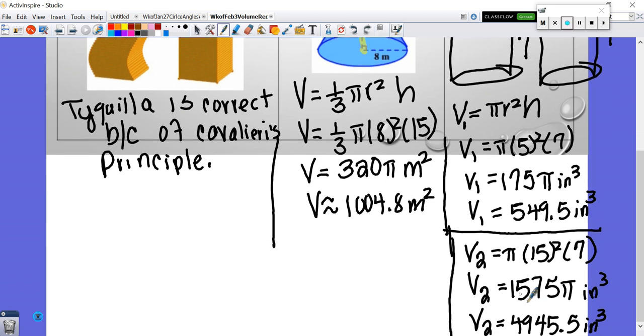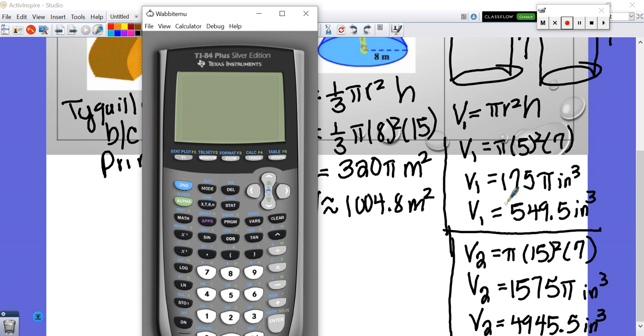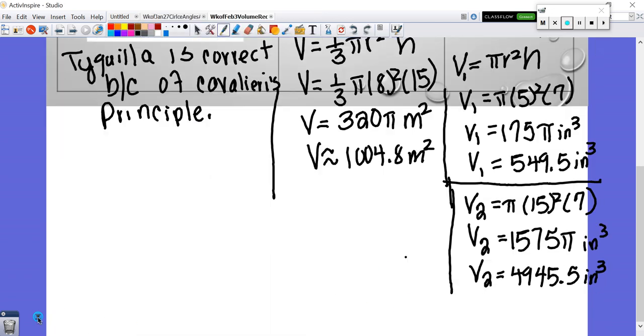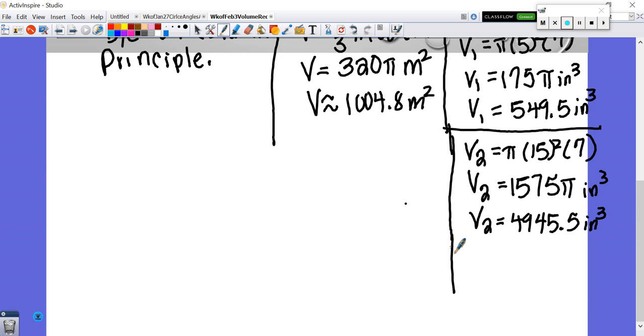And I'm going to compare the exact answers. So I get 1575 pi and 175 pi. So I'm going to divide the big one by the little one, because I went from a small volume to a big volume. So that means I want to find, is there a scale factor? Since I went from small to big. Ooh, I have a scale factor of 9. So here's a statement you can write.